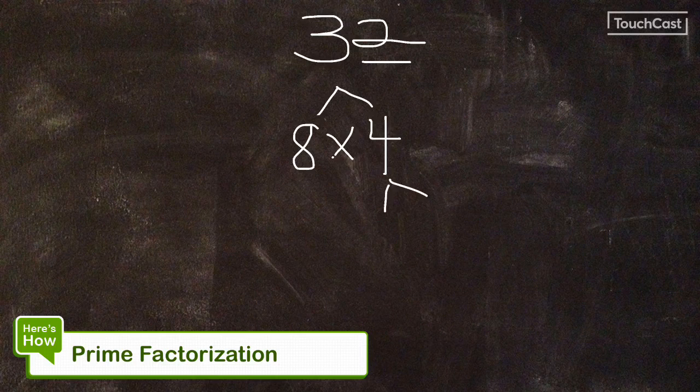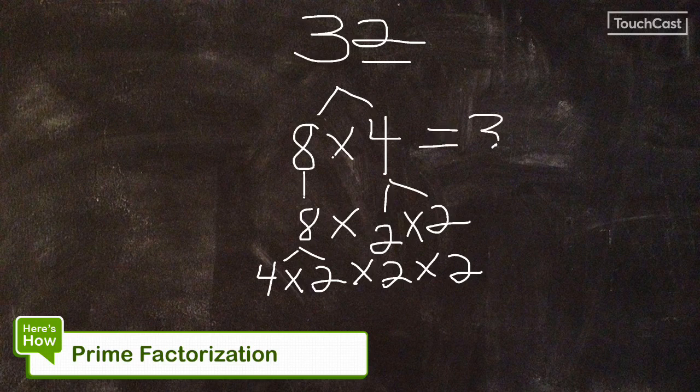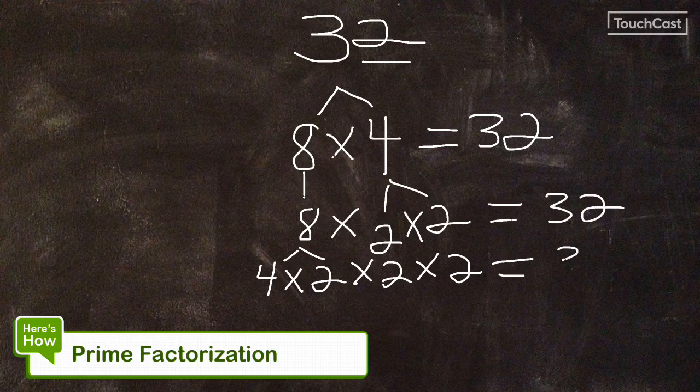So let's start with the 4. I'm going to go ahead and break the 4 down into 2 times 2. And then I'm going to go ahead and just bring my 8 on down because I haven't touched that yet. Now I can break my 8 down, and I could do 4 times 2. And then I can also bring down my 2's. And the reason I'm doing this is because this should always equal 32. So that's 32. 8 times 2 times 2 is 32. 4 times 2 times 2 times 2 is 32.